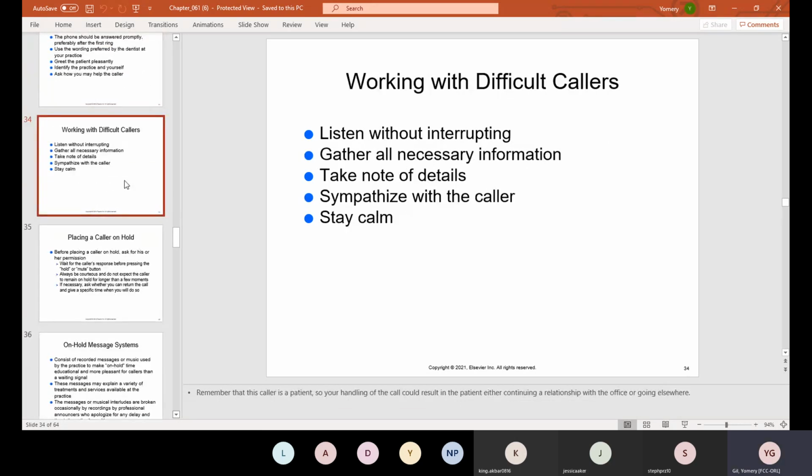Working with difficult callers. Listen without interrupting. Gather all the necessary information, take note of details, sympathize with the caller, and stay calm. If you raise your voice, they're going to raise their voice as well. If you start to argue, they're going to argue. If you talk over them, they're going to get loud. So that never works.